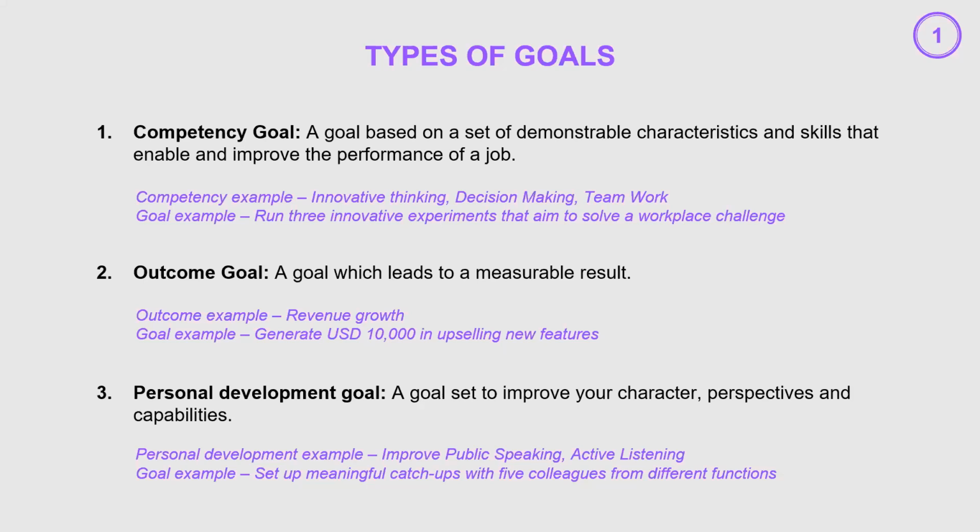Outcome goal: this is most widely used, a goal which leads to a measurable result. It could be revenue growth, for example, generate $10,000 in upselling new features. And third could be a personal development goal. If you want an employee to work on certain skill sets, like improving public speaking or active listening. For example, setting up meaningful catch-ups with 5 colleagues from different functions. These we've already defined. You can always add as many goals as you want. This is just an example that we've set.